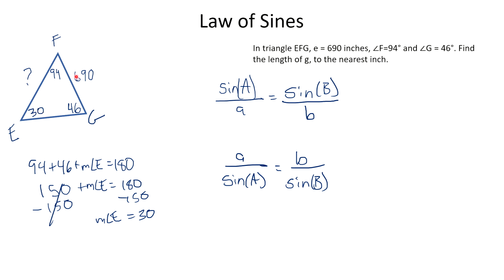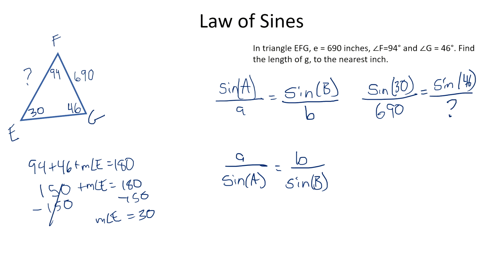So sine of 30 over 690 equals the sine of 46 over question mark.